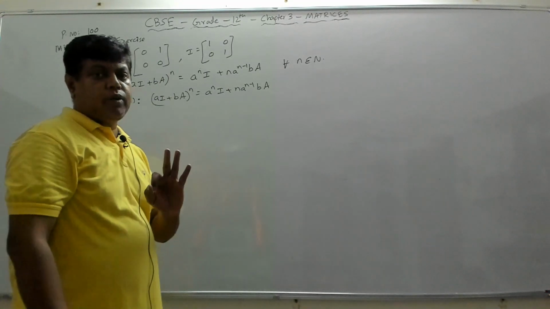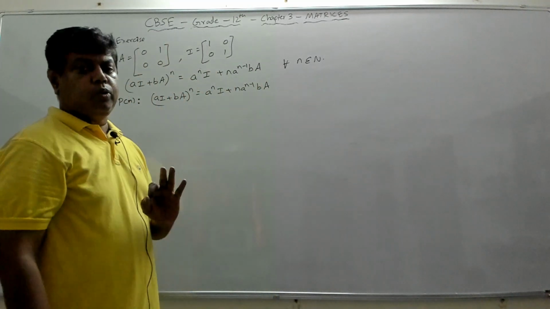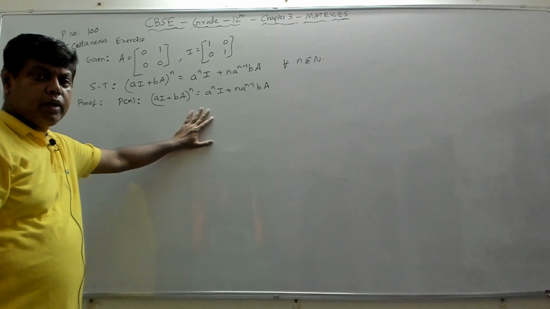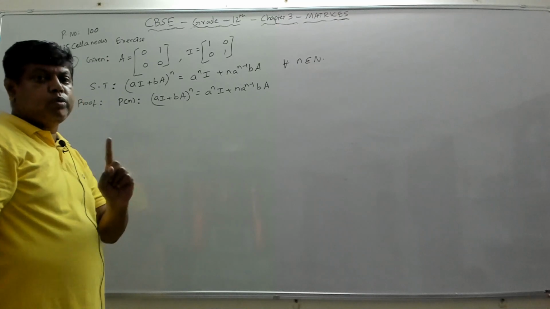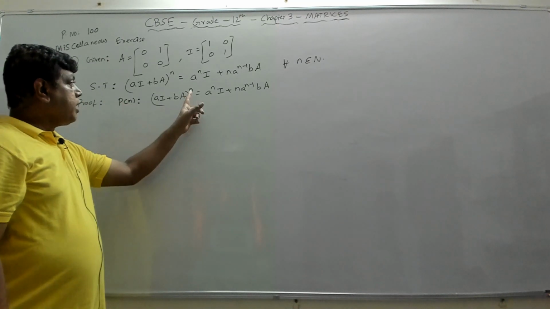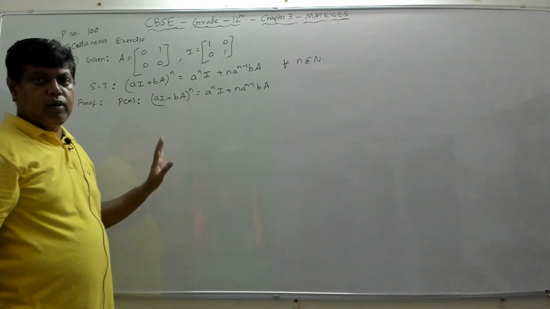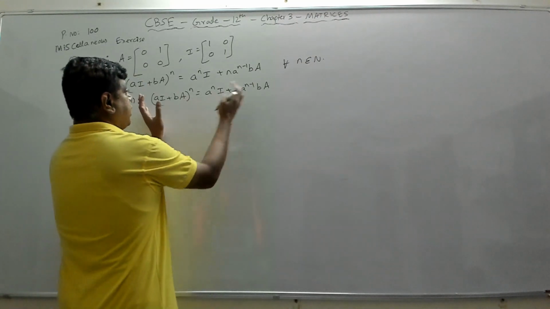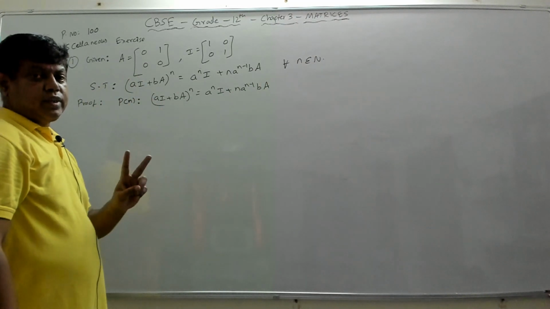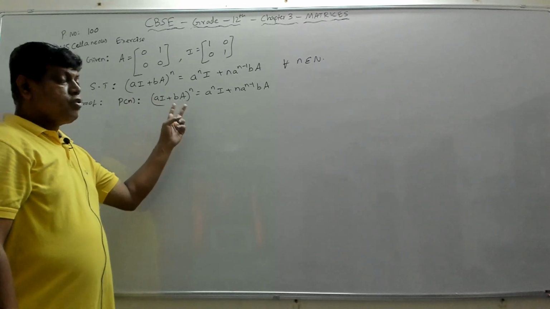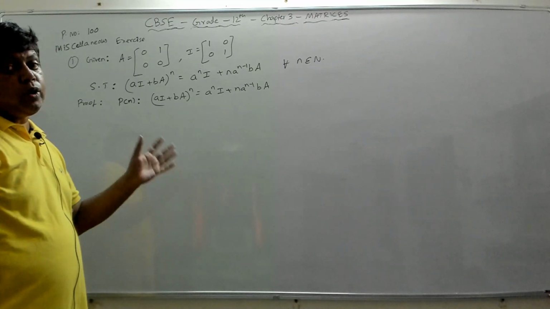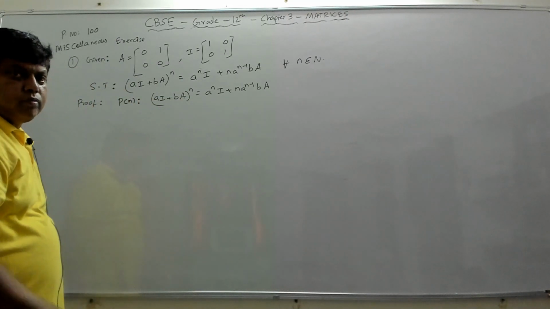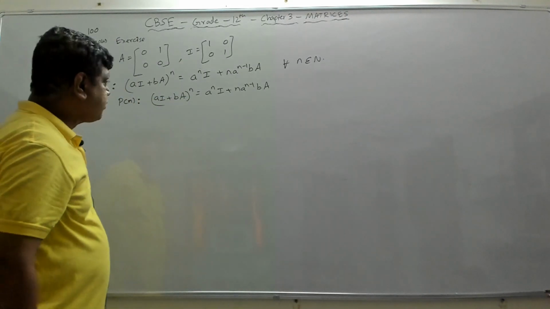Now there are 3 steps that we have to follow to prove this using the principle of mathematical induction. Step 1 is we have to prove that this statement is true when n is equal to 1. When n is equal to 1, we have to prove that these two are equal. The second step is we have to assume that when n is equal to k, this entire thing is true. And the third step is we have to prove that when n is equal to k plus 1, this entire statement is true. I will do the steps, then you will be able to understand much better.